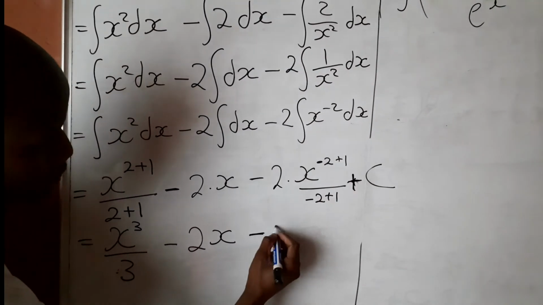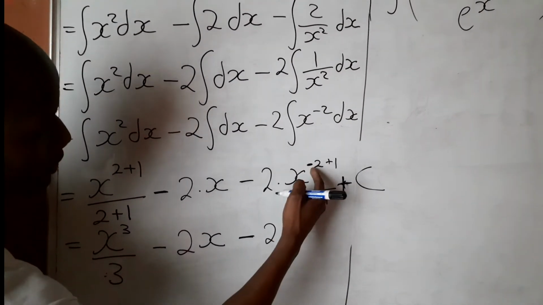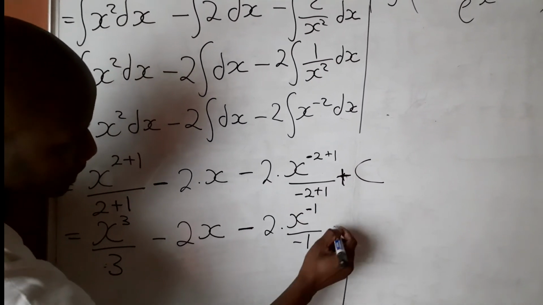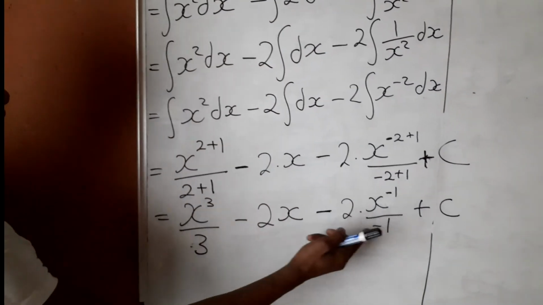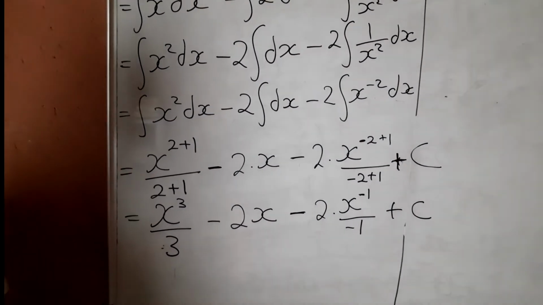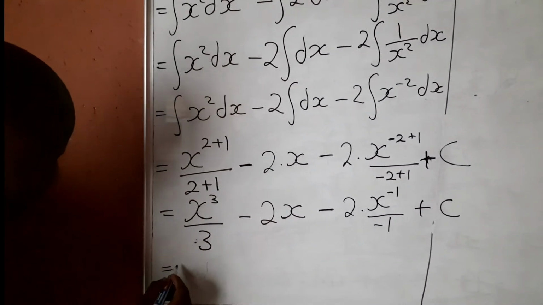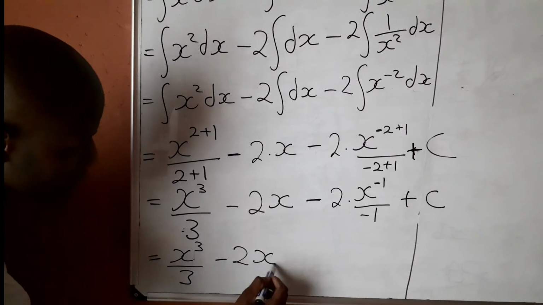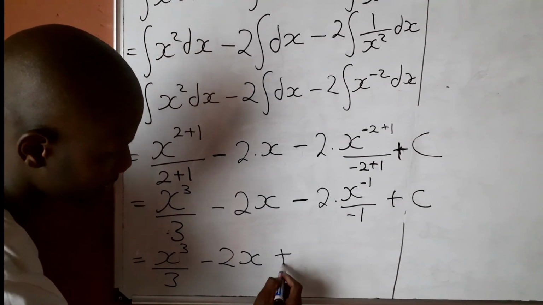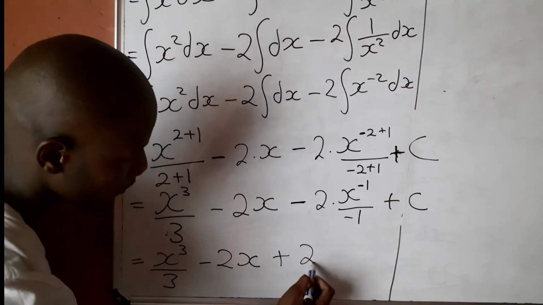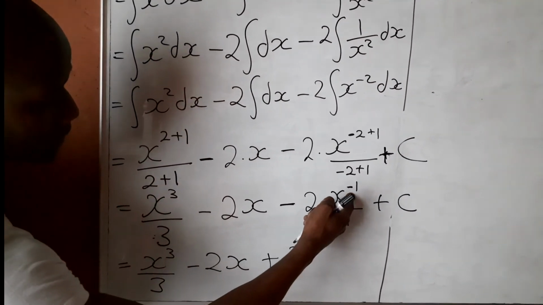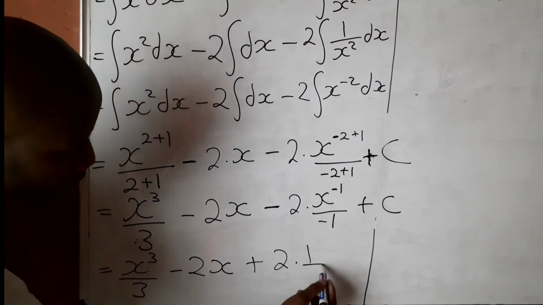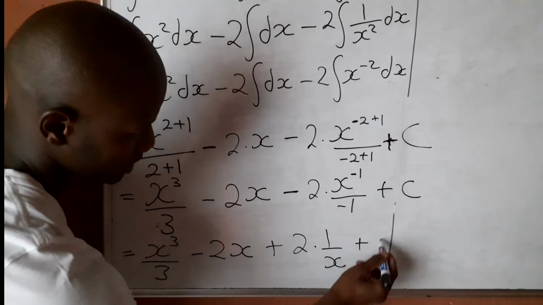minus, it's going to be 2 times x to the power negative 2 plus 1 is negative 1 over negative 1 plus c. So here, negative times negative is positive. Any number over 1 is that number. So it's going to be x to the power 3 over 3 minus 2x plus negative times negative is positive 2. And remember, any number to the power of a negative exponent can be written as a fraction. It's going to be 1 over x plus c.